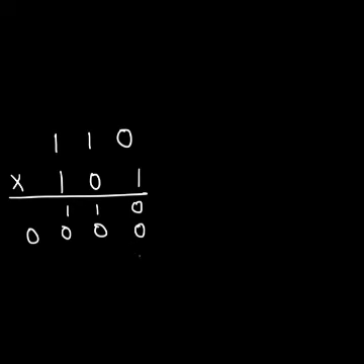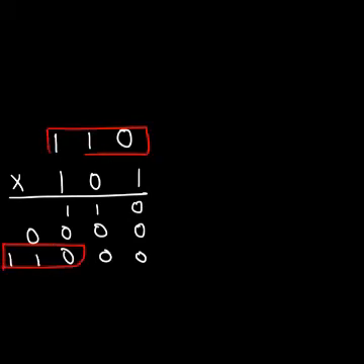Now for the next one, we need to add 2 zeros. And then we're going to multiply 1 by 110. And so we're going to get 110. So 110. As you can see, these two are the same. And so after a while, you can quickly do these.